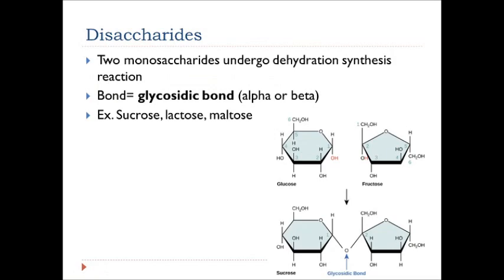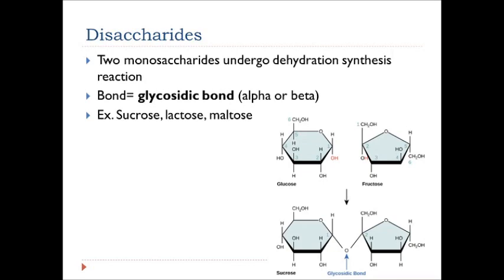Monosaccharides join together to form disaccharides. To become a disaccharide, they have to undergo dehydration synthesis, and then the bond that is specific to disaccharides or to monosaccharides to make larger molecules is a glycosidic bond. It can either be an alpha or beta one, and that just determines how the carbon is positioned.